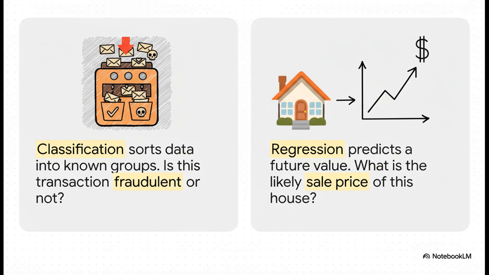Classification answers a "what is it" kind of question. Is this email spam or not spam? It's about putting things into neat little buckets. Regression, on the other hand, answers a "how much" question. What's the temperature going to be tomorrow? What will this house sell for? It's all about predicting a specific number.